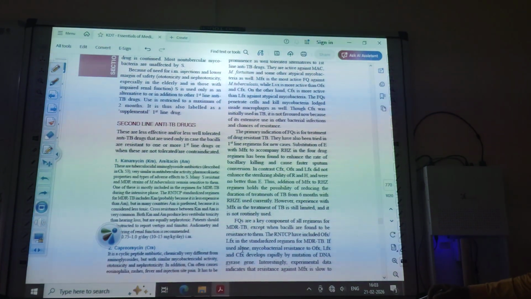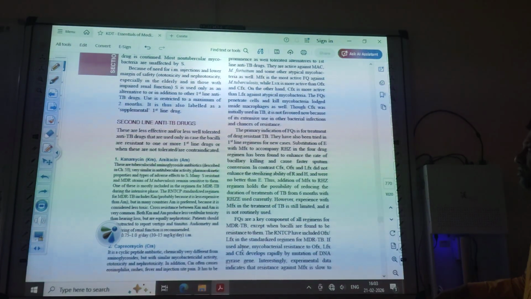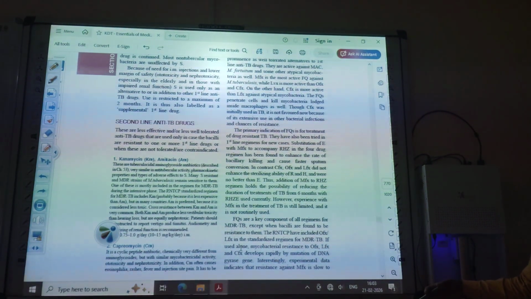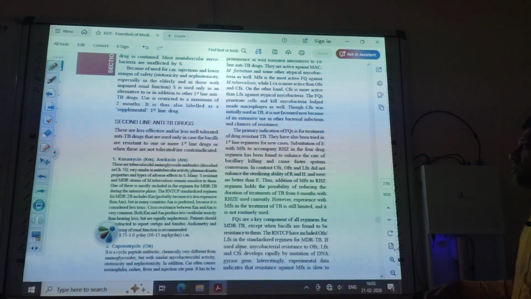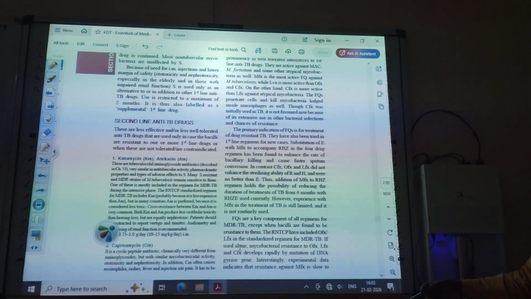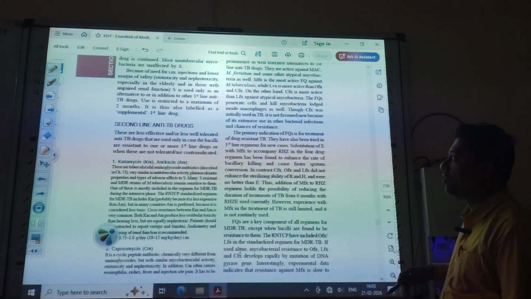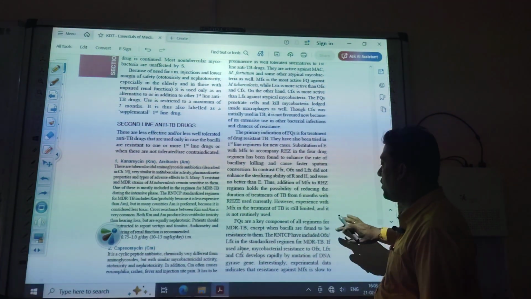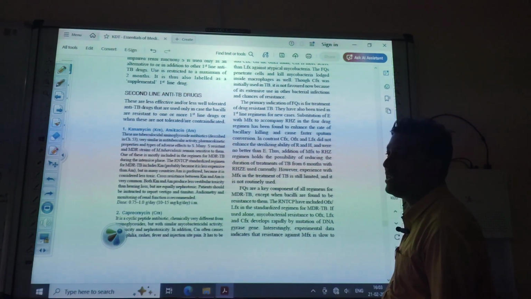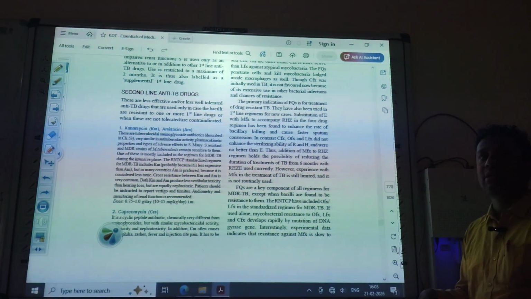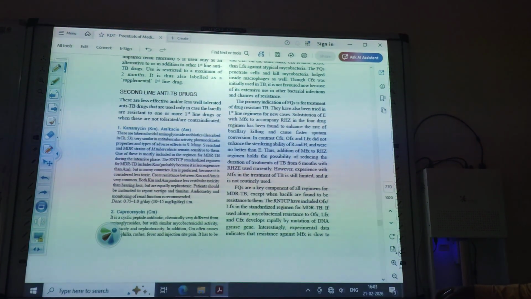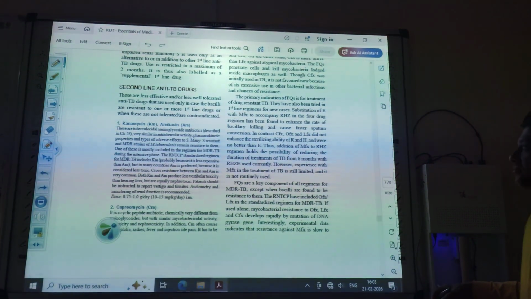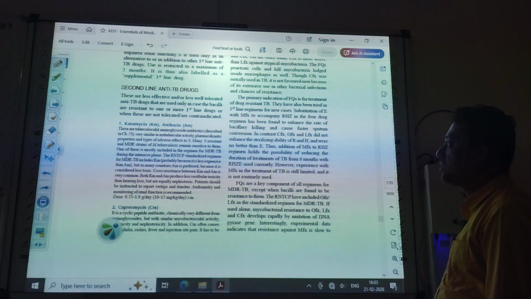These are less effective or less well tolerated anti-tubercular drugs that are used only in case bacilli are resistant to one or more first line drugs, or when these are not tolerated or contraindicated. If the first line drugs are not tolerated by any individual or patient, then also the second line drugs are selected. Okay. First one is kanamycin.